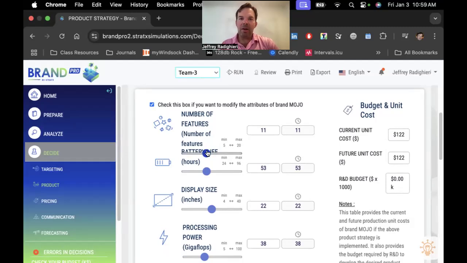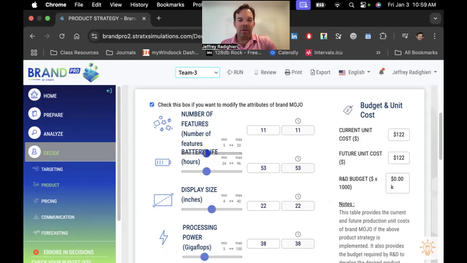I'm going to do that in just a second, but I want you to pay attention to the budget and unit cost information over here. So current unit cost is the product as it currently sits on the market, how much you pay to produce one unit, $122. When I move these sliders, this future unit cost, which is going to be the cost to produce the new version of the product, is going to change depending on if it's becoming more or less sophisticated. And then also, if you are going to modify these products, there's an R&D cost. So the R&D department has to be the one that physically does the modification, and they're going to charge you a transfer cost to do that.